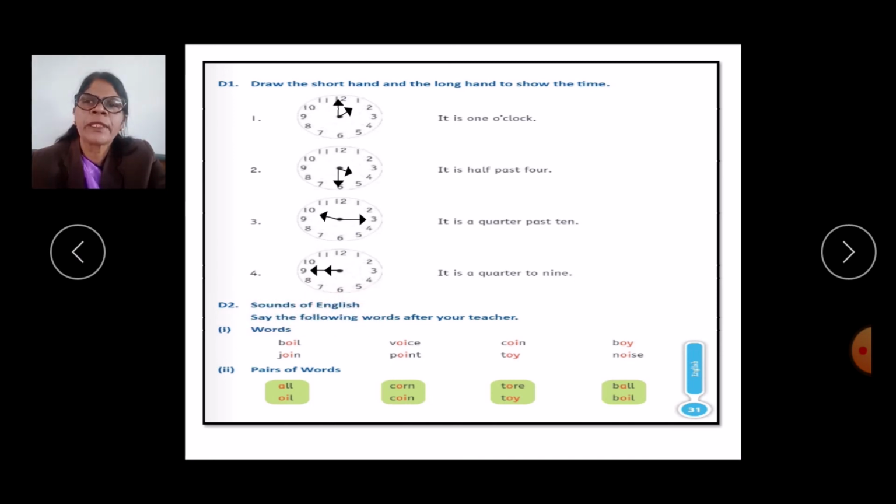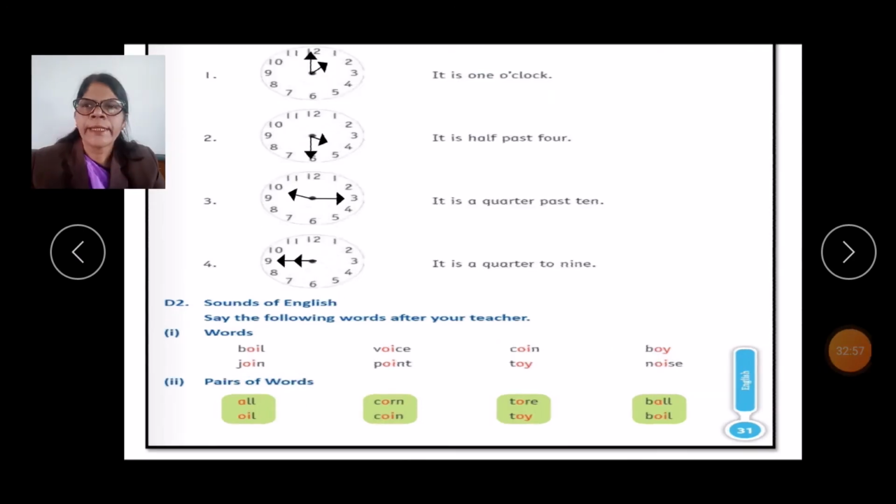D2. Sounds of English. Say the following words after your teacher. Words: boil, voice, coin, boy, join, point, toy, noise. Let's go to D2. Sounds of English. Say the following words after your teacher. Words: boil, voice, coin, boy, join, point, toy, noise.